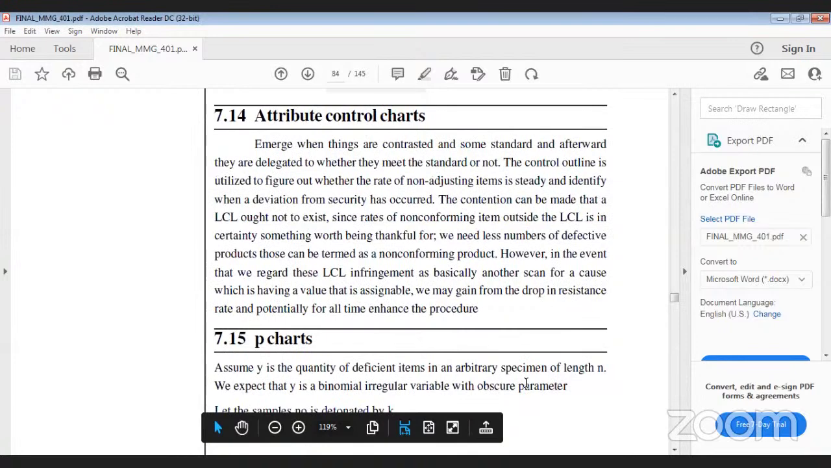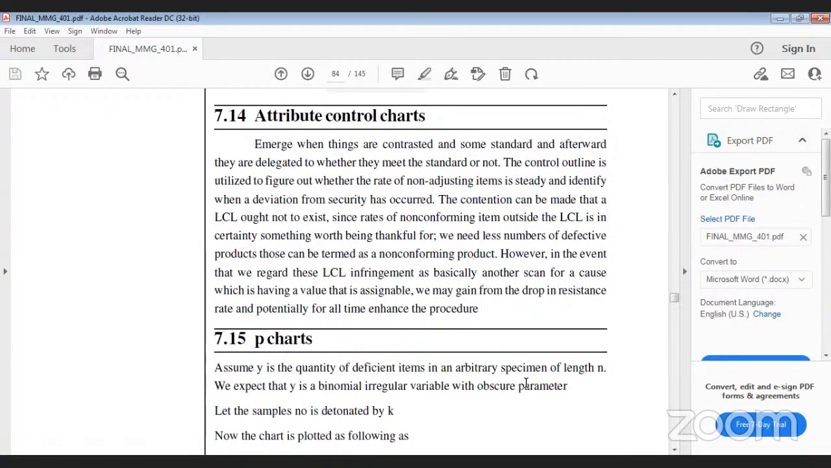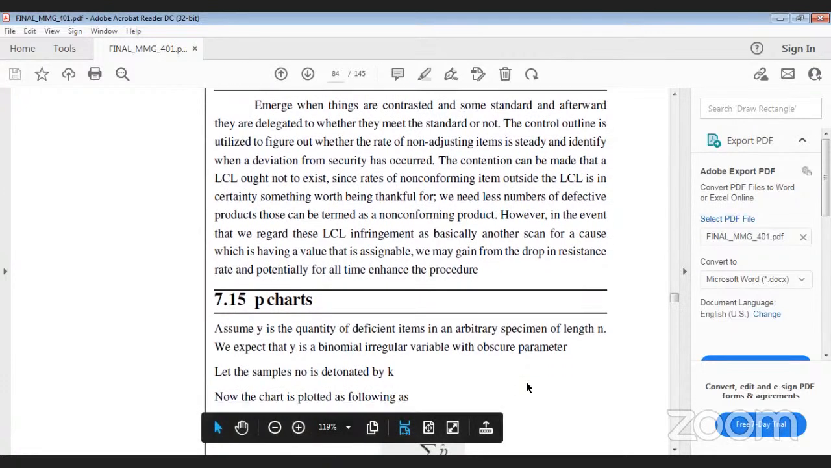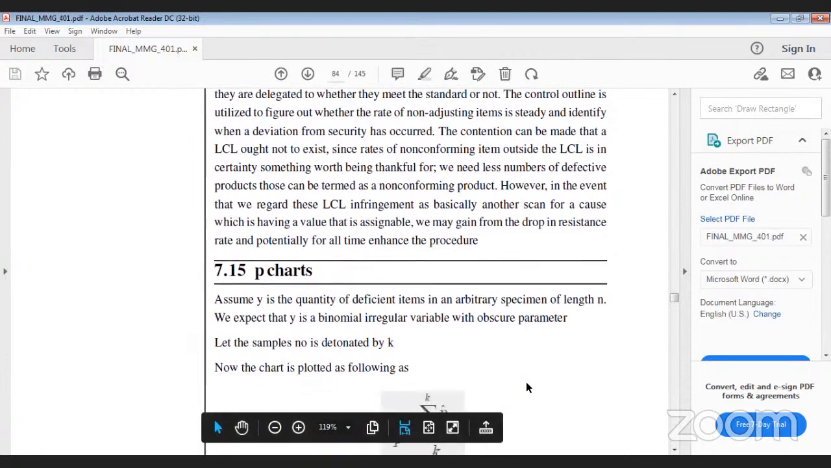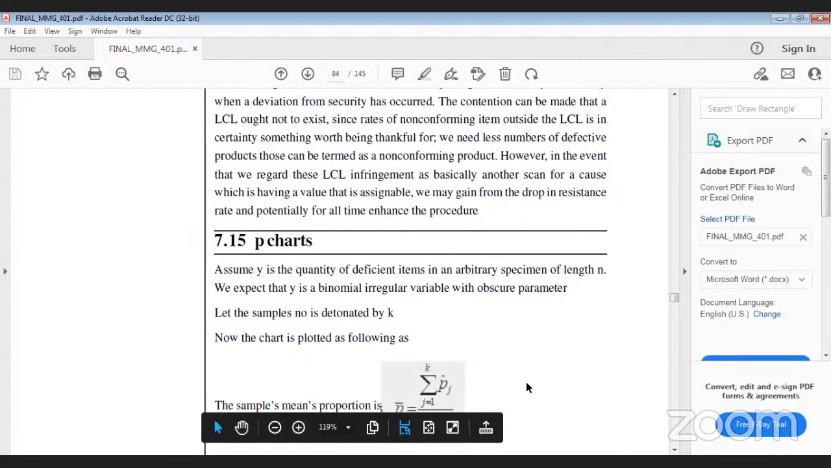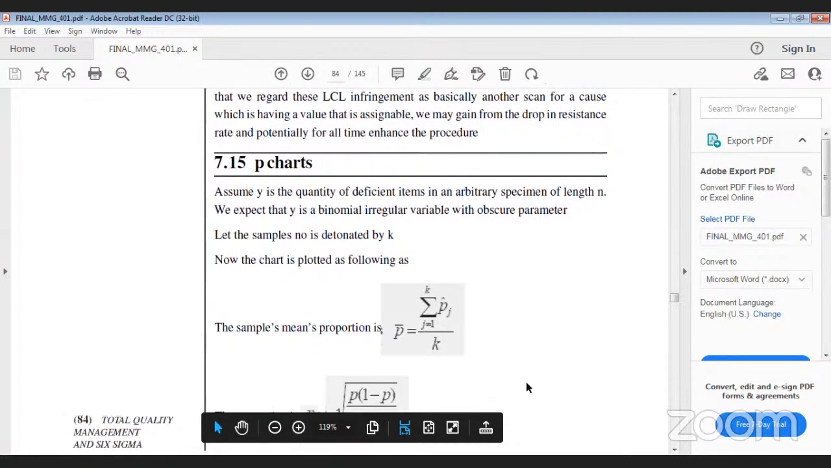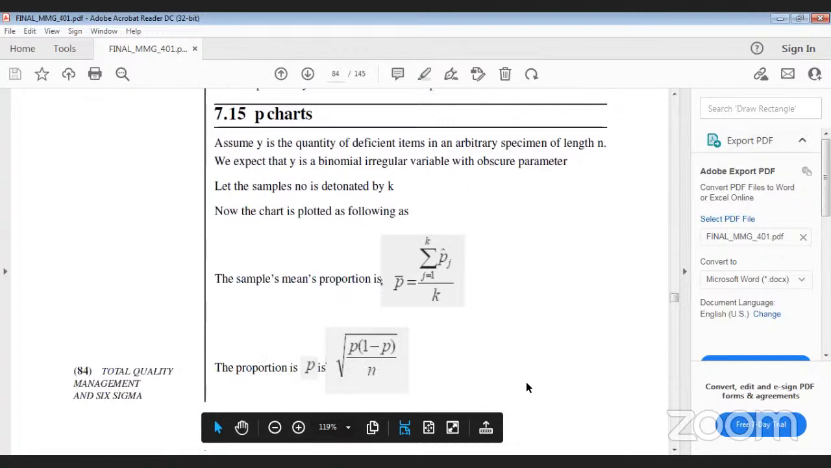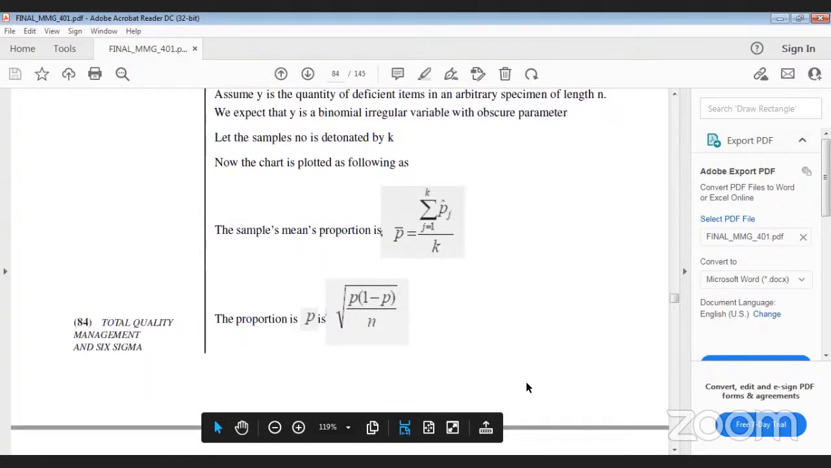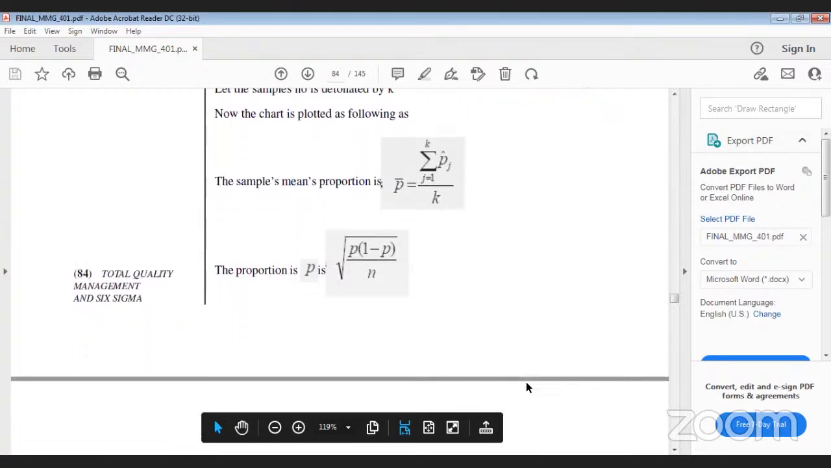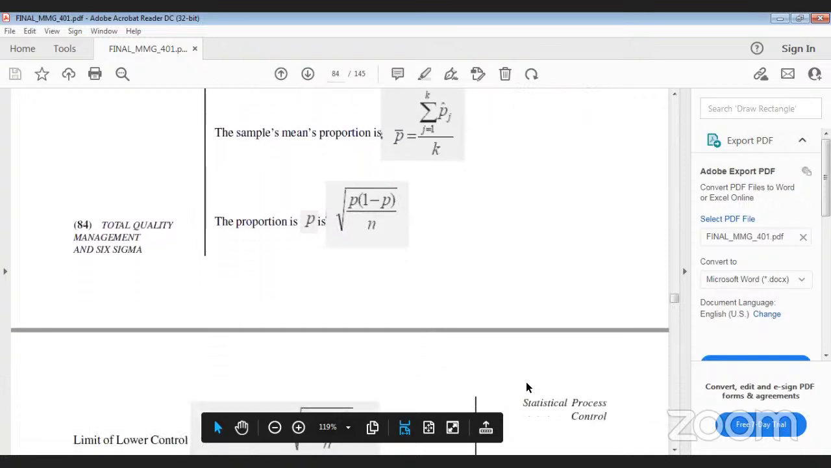Assuming y is the quantity of distinct items in an arbitrary sample of length n, we expect y to be a binomial random variable with parameters. Let the sample number be determined by k. Now the chart is plotted as follows: P bar is equal to the summation of P bar j over k, j equal to 1 upon k.